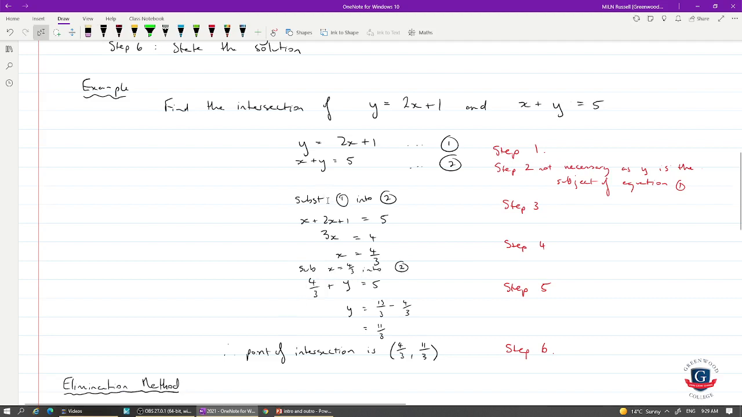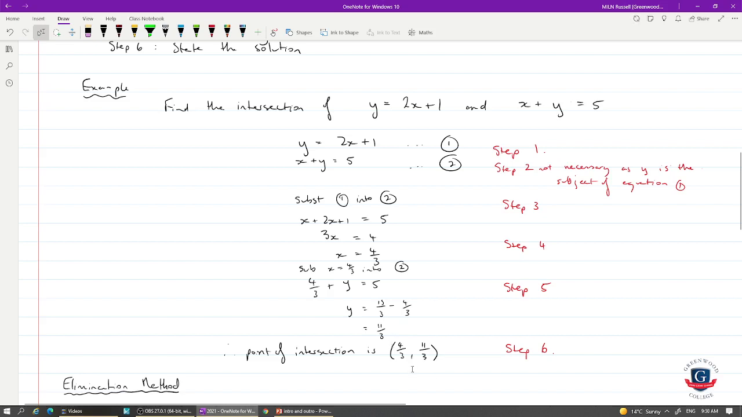So 4 on 3 goes where x is, there it is there, plus y equals 5. Rearrange, subtract 4 on 3 from both sides. To make subtracting easy for thirds, I just multiplied this by 3 on 3 to give me 15 on 3. 15 on 3, take 4 on 3, gives me 11 on 3.